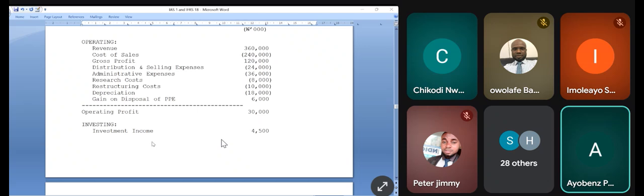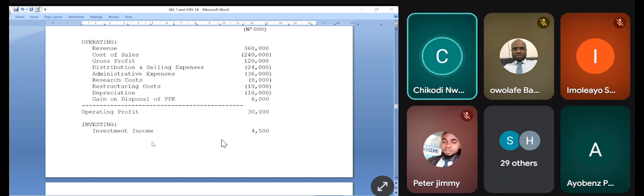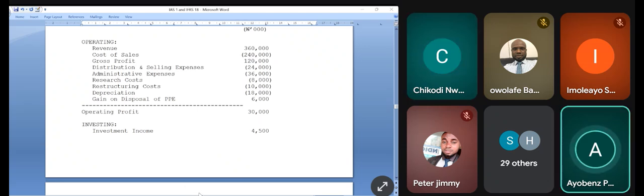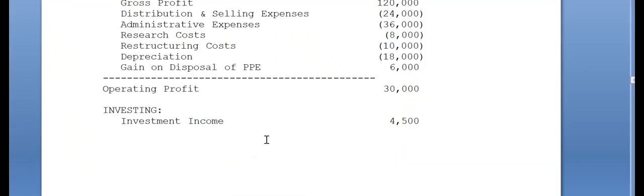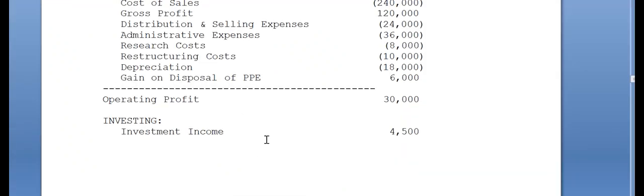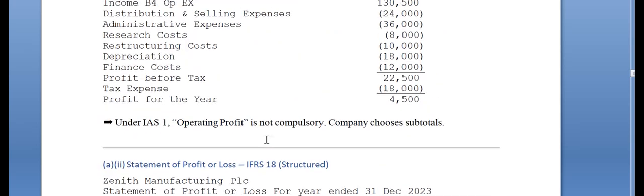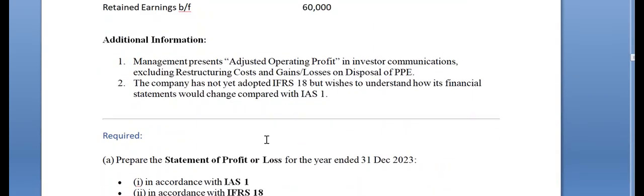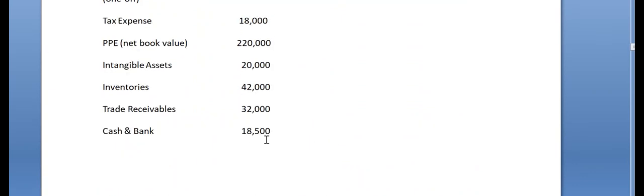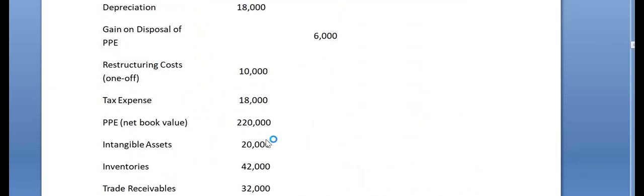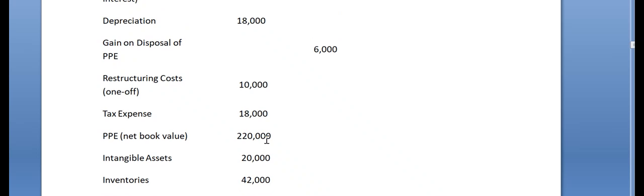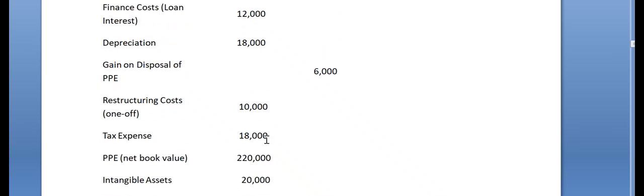So now let's proceed. So we now also have the investing income. The investing income, that's the dividend that was paid. If you check, I said dividend. So it's in that structure. You see there? Yes, investment income, dividend. So please always take note. Very, very important. It is majorly dividend.